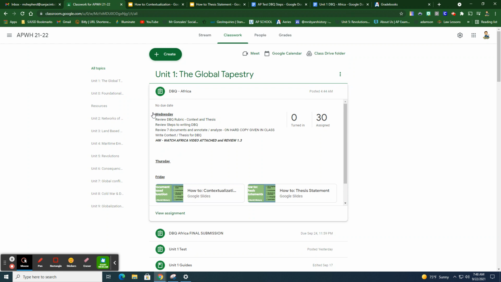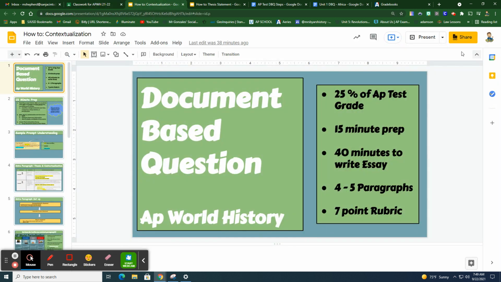Today I'm going to be talking about what we're doing on Wednesday, which is going over the context and thesis part of your DBQ, which again is going to be 25% of your grade. We're going to go over the analyzation of the sources, and the steps to writing the DBQ along with writing our context and thesis. Thursday, we will write our body paragraphs, and Friday, we'll write our conclusion, try to go over that unicorn point, and wrap up the DBQ process. So right now, let's dive into today's lesson that you might miss.